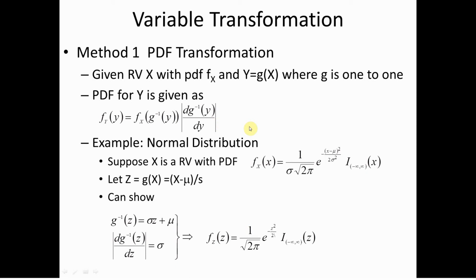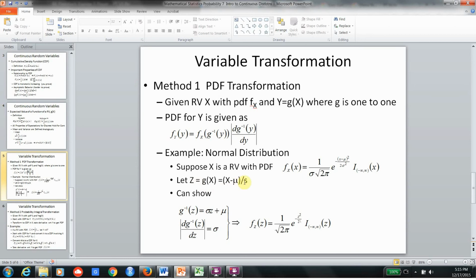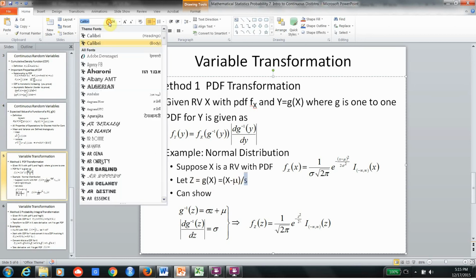I want to show you how this works with a very important example. Okay, we're going to suppose that x is a random variable and it has this PDF. And we're going to see later on this is the PDF for a normal random variable. And I want to look at a new random variable. It's a function of the old random variable. It's going to be x minus mu divided by, and this should be sigma. I'm sorry for that. Let me change that real quick.